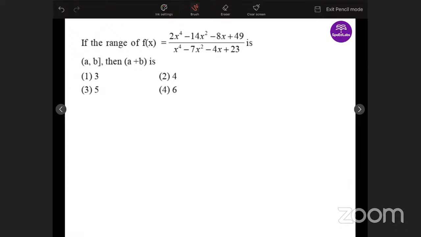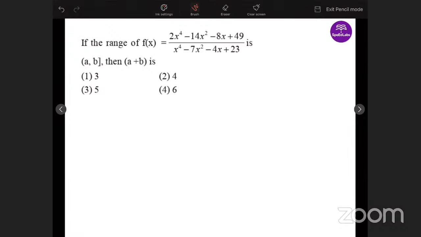Sir, for finding the range, there are always different methods for different functions. For this function, I don't have any such idea, so I will go with the traditional method, that is putting it equal to y, then forming, in this case, a biquadratic and then solving it. Okay. That's the lengthiest process, right? Yes, sir.